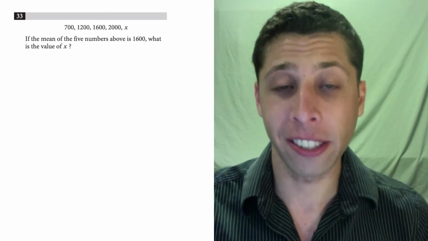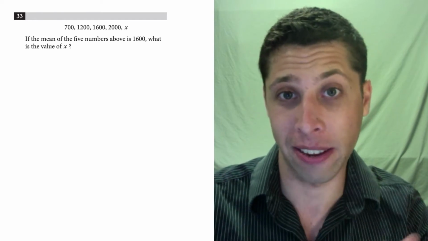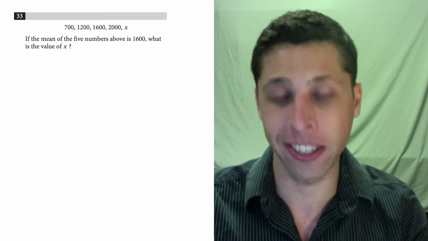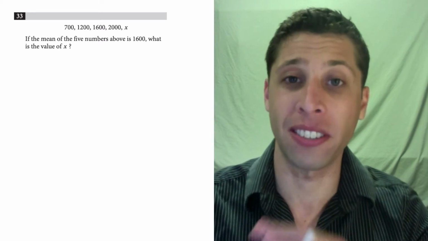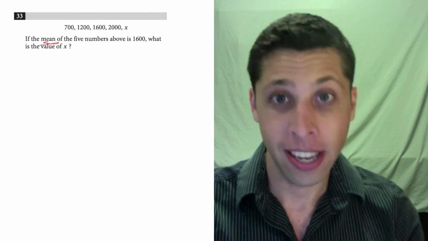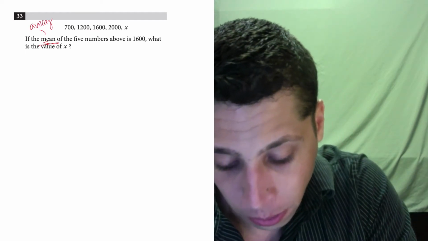The SAT loves this type of question. This is a very easy version of this kind of mean question that they're asking here, but there are going to be other tests where they ask harder versions of this, but either way, the process is the same. So first of all, we just need to see that the mean is just another word for average, okay?